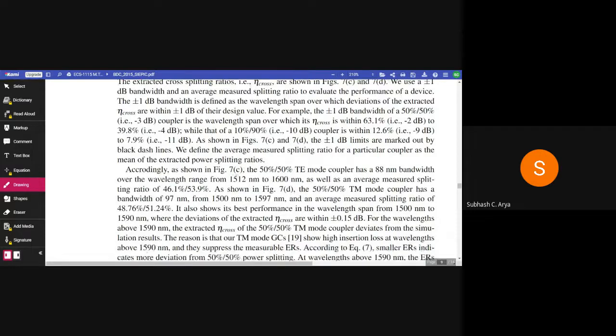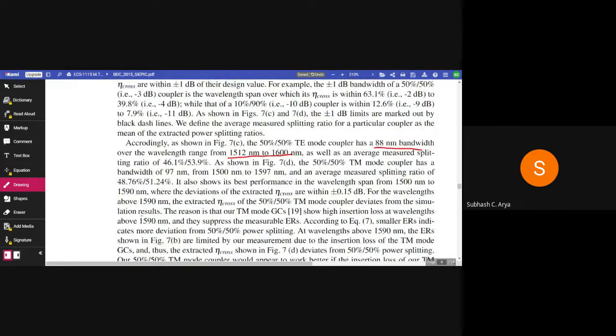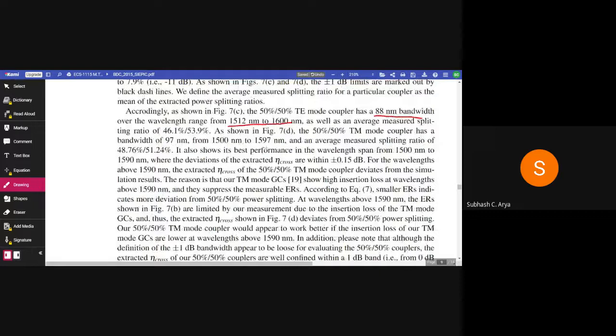Accordingly, as shown in figure 7C, the 50-50 TE mode coupler has an 88 nanometer bandwidth over the wavelength range from 1512 nanometer to 1600 nanometer, as well as an average measured splitting ratio of 46.1 to 53.9. As shown in figure 7D, the 50-50 TM mode coupler has a bandwidth of 97 nanometer from 1500 to 1597 nanometer and an average measured splitting ratio of 48.76 and 51.24.